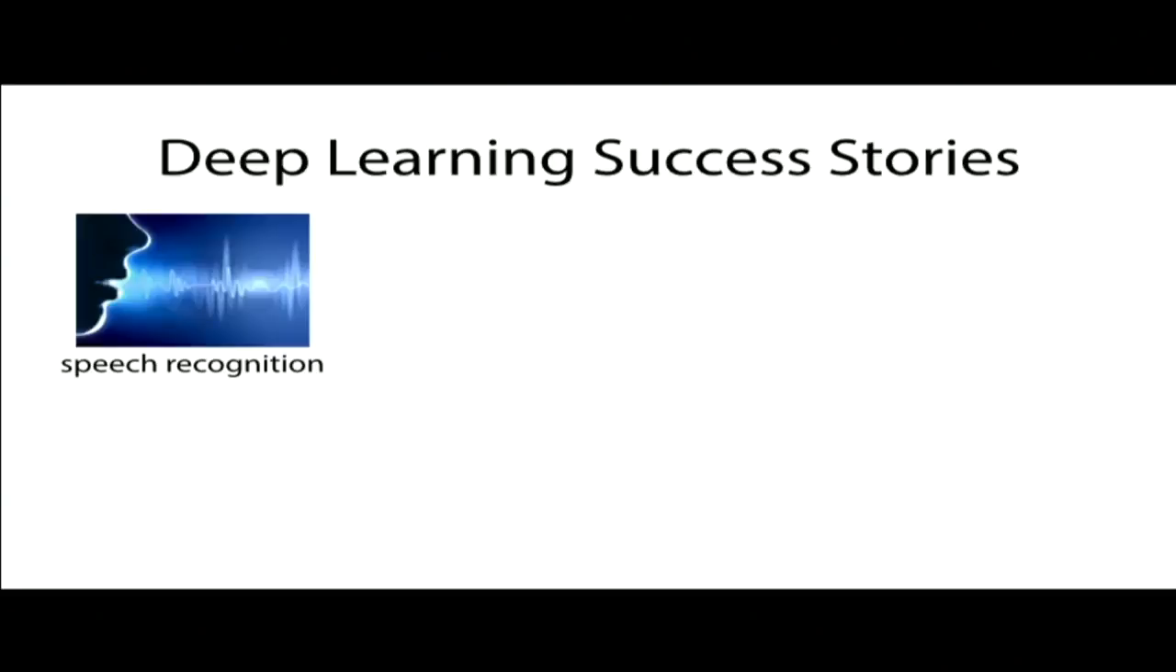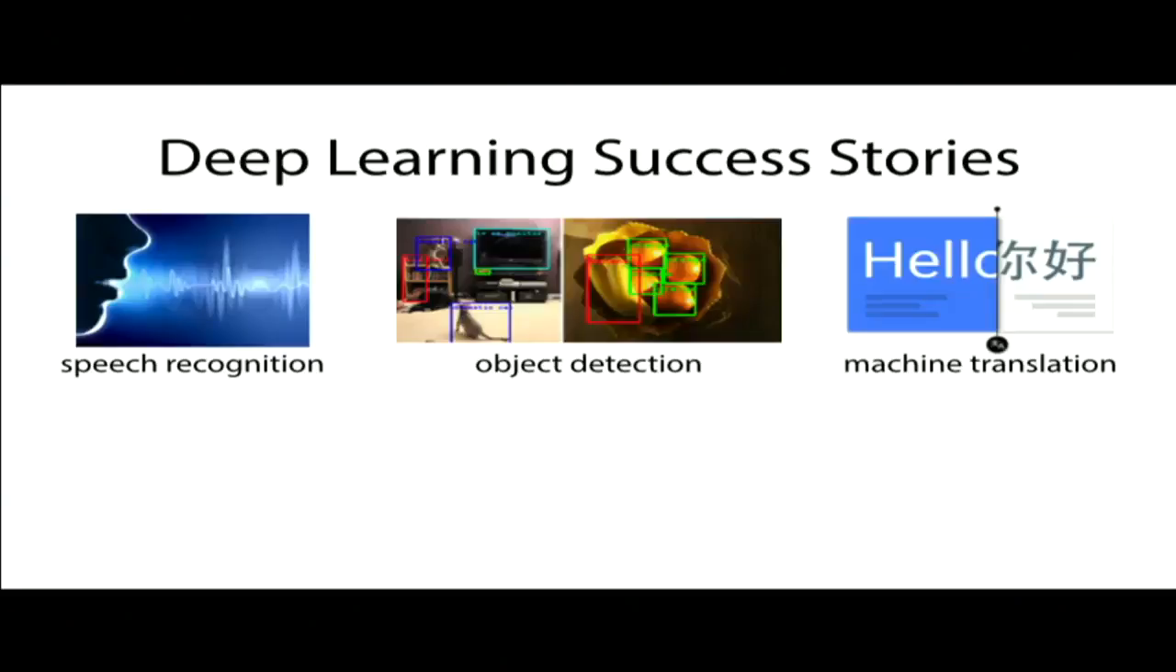Okay, so before I talk about transfer learning, I'm going to talk a little bit about deep learning to motivate why we want transfer and why we want generalization in our agents. There's been a number of success stories in deep learning for speech recognition, object detection, machine translation, just to name a few.